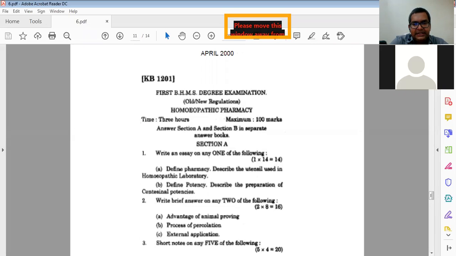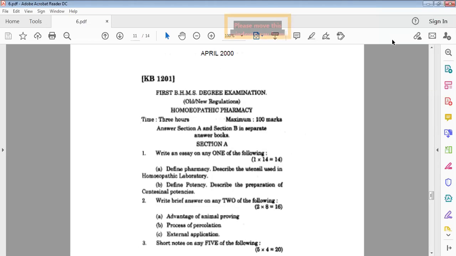Define potency, describe the proper preparation of centesimal potency, not constitutional, centesimal potency. So already you know. You have to just explain much about the constitutional things or constitution.